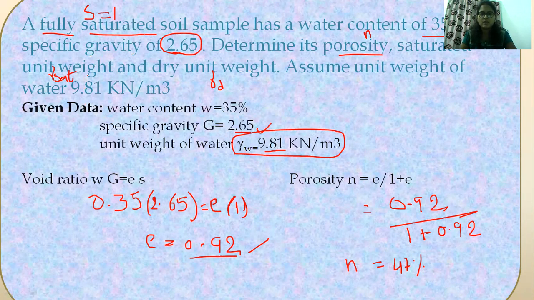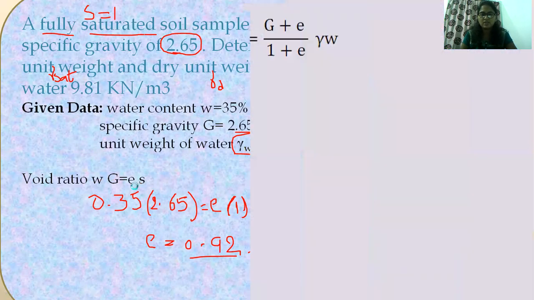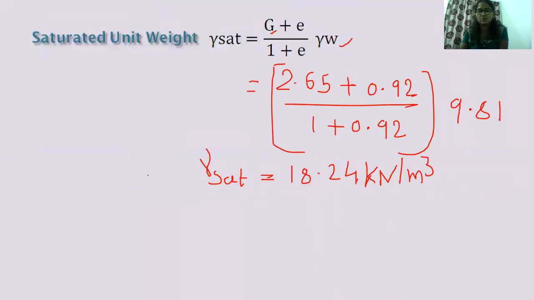For any formula, first of all you can know the abbreviation N. What is the abbreviation of N? What is the abbreviation of E? E is equal to void ratio. N is equal to porosity. What is the abbreviation of S? S is equal to saturation condition. W is equal to water content. G is equal to specific gravity. That abbreviation must and should we can know. Otherwise, we cannot solve the problem. We can know the equation, but we don't know about the abbreviation of each and every element.